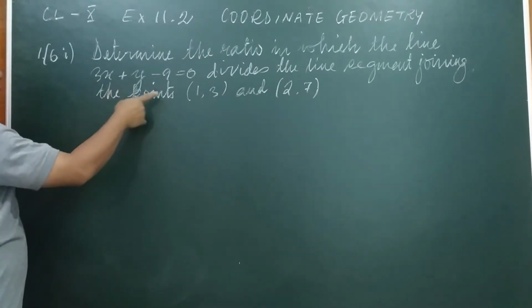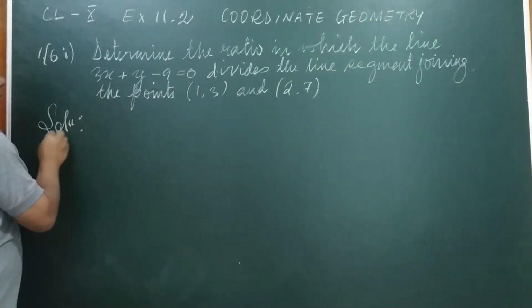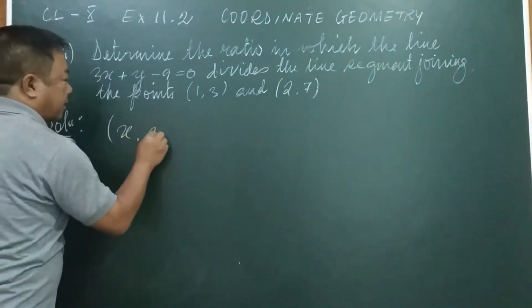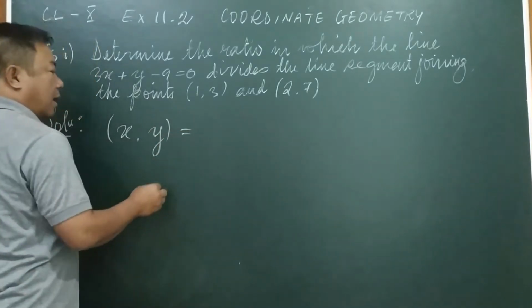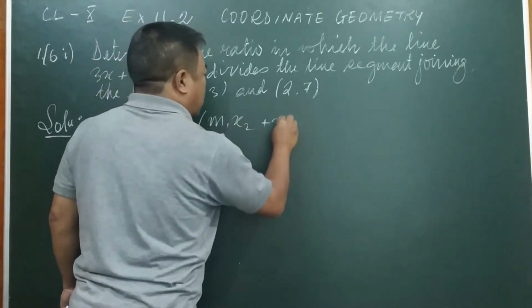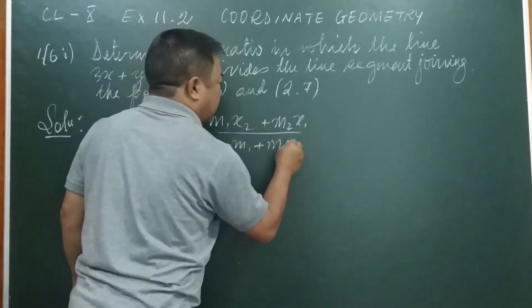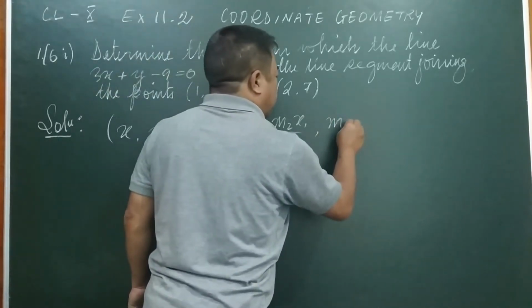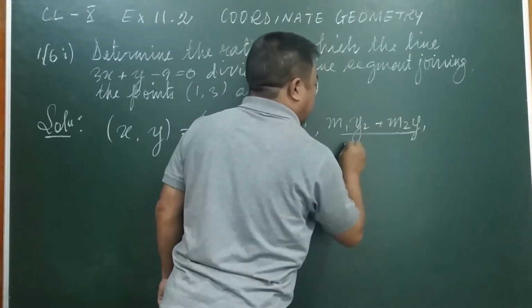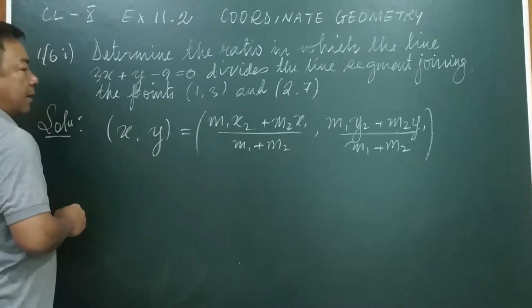The equation is 3x plus y minus 9 equal to 0. The points are (1, 3) and (2, 7). Let the point of division be (x, y). Using the section formula, x = (m1 x2 plus m2 x1) by (m1 plus m2), comma, y = (m1 y2 plus m2 y1) by (m1 plus m2).